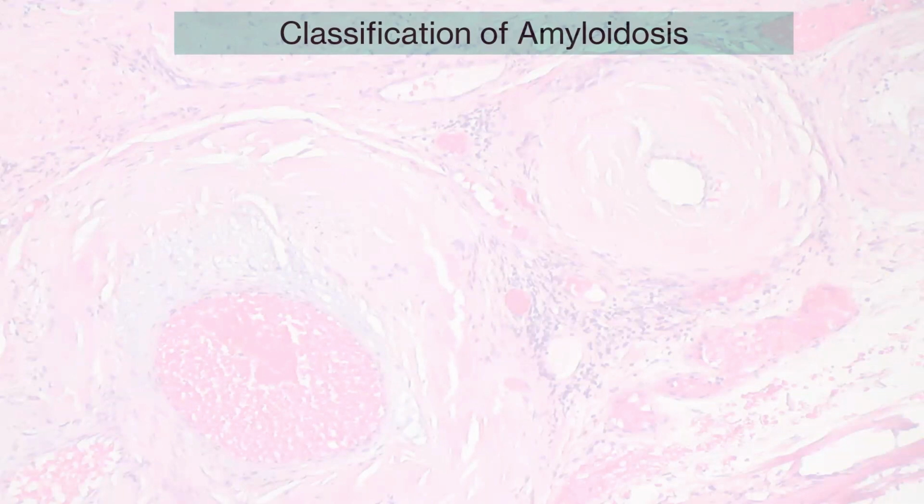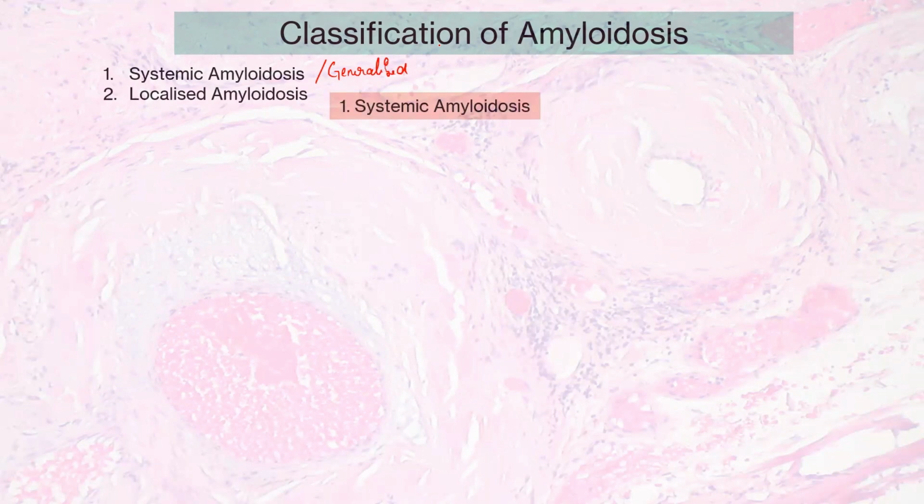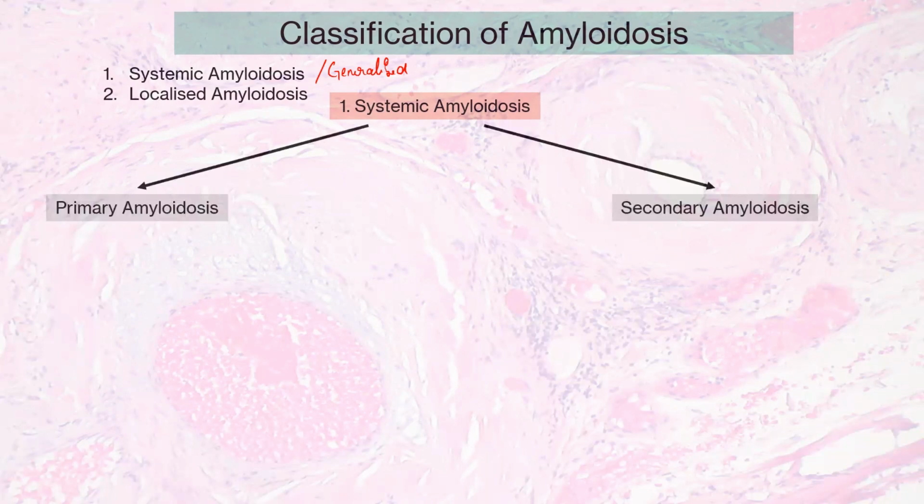Next, let's learn about the classification of amyloidosis. It can be classified into systemic and localized amyloidosis. Systemic amyloidosis can also be known as generalized amyloidosis. Now, the systemic amyloidosis can be further divided into primary and secondary. Primary amyloidosis is when there is a deposition of AL protein or amyloid light chain protein usually in cases of multiple myeloma.